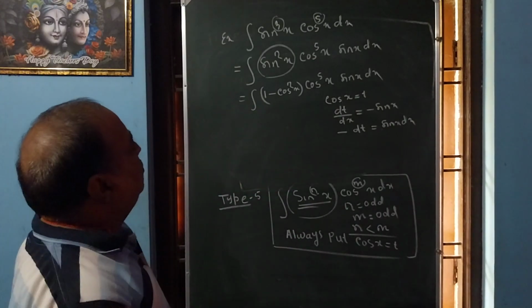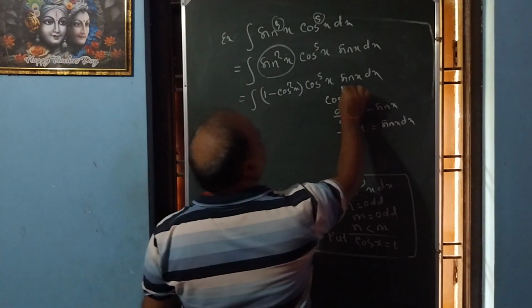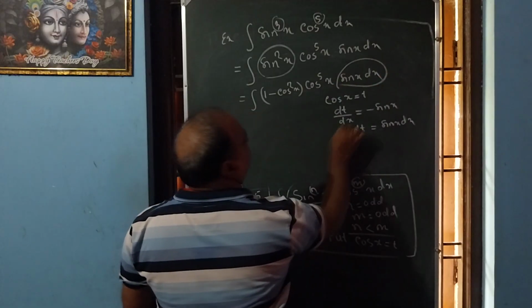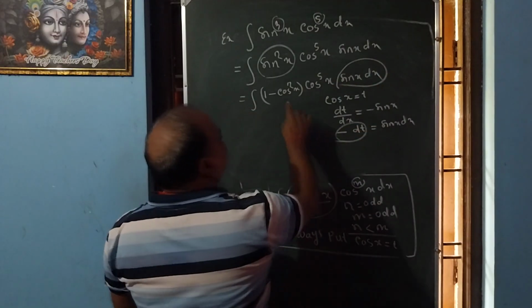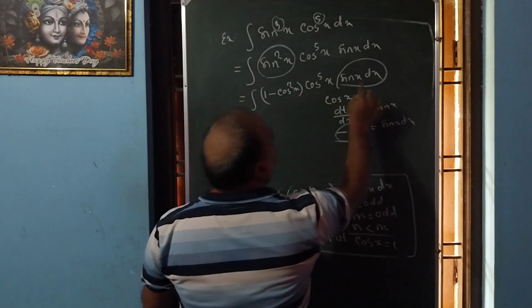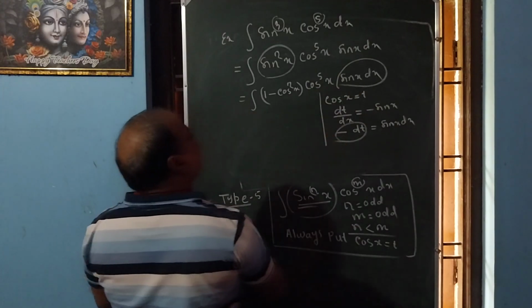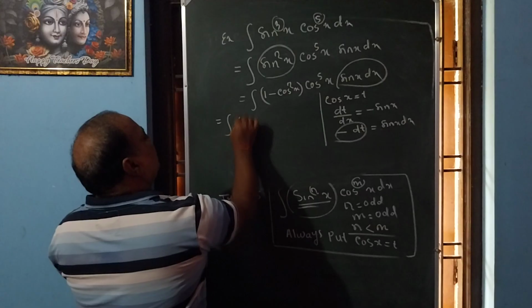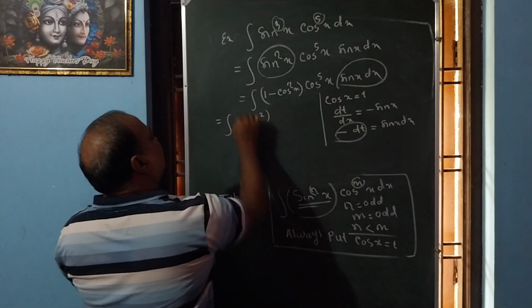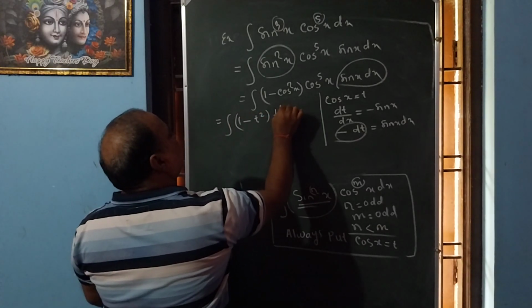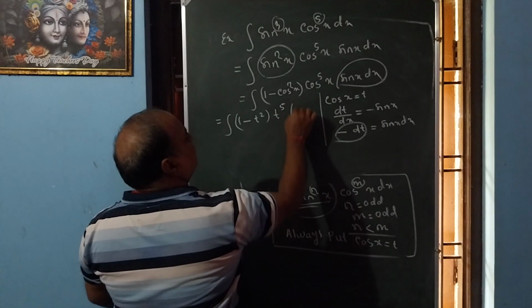So now the integral becomes, in place of sin x dx, you have to put minus dt, and in place of cos x, you have to put t. So the integral becomes (1 minus t square), here it is t to the power 5, here it is minus dt.